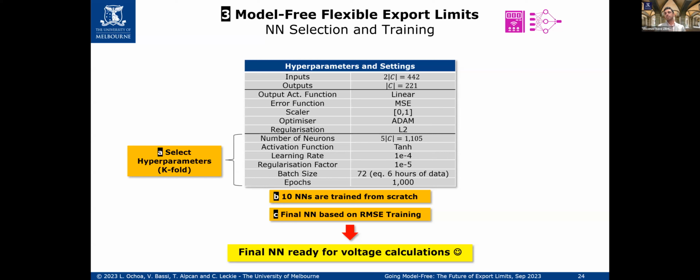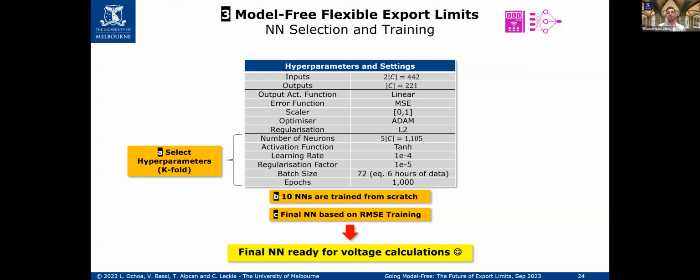Then we have some hyperparameters that are given by the nature of the problem, such as the error function, the activation function at the output layer, and so on. Important to highlight here is that we use L2 regularization to enhance the extrapolation capabilities of our approach, which is really important for all the applications. Let's say flexible expert limit, which is all about pushing the limits of our neural network.